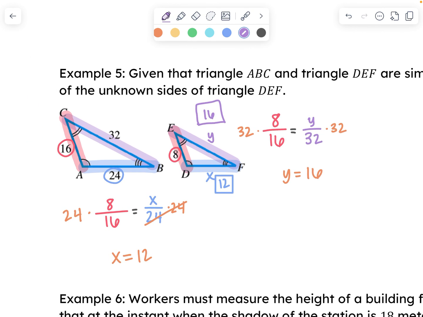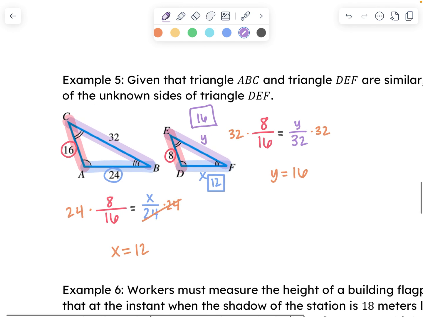Once again, you also could have looked and seen that half of 32 is 16. Okay, so let's do another one.